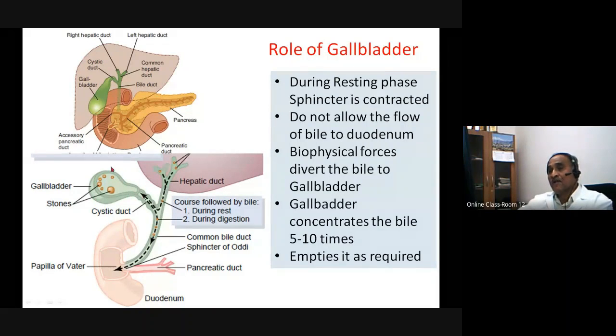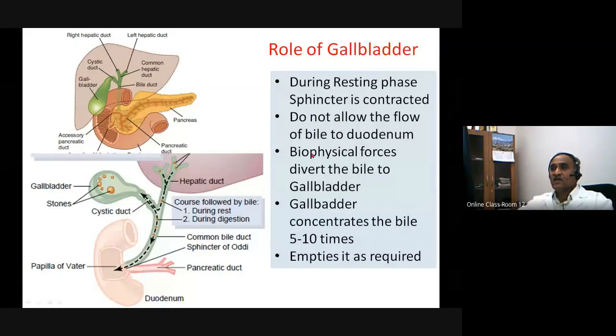This is the gallbladder. This is a pouch, and this enters into this pouch, and this pouch is the storehouse of the bile, because during a resting state, this bile should not be wasted. It should not enter here unnecessarily for doing nothing. So this is stored here, and that is why during the resting phase, the sphincter of Oddi is contracted. It does not allow the flow of bile to the duodenum.